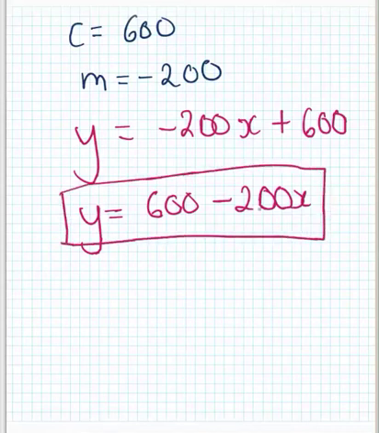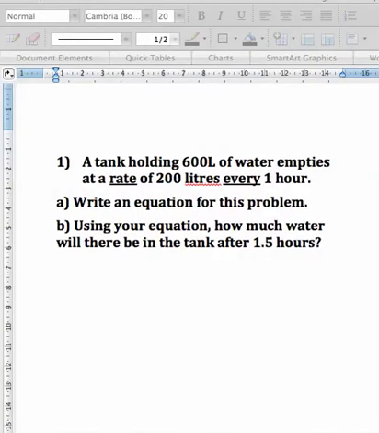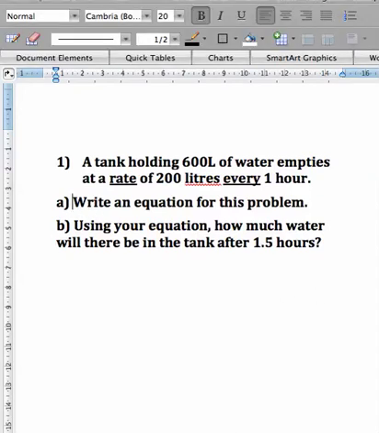Our gradient is negative, the minus in front of the x, and it's minus 200, or 200 over 1. Our initial amount c is 600. So now I've just added in an extra question. So 1a, we have done this already. Write an equation for this problem.